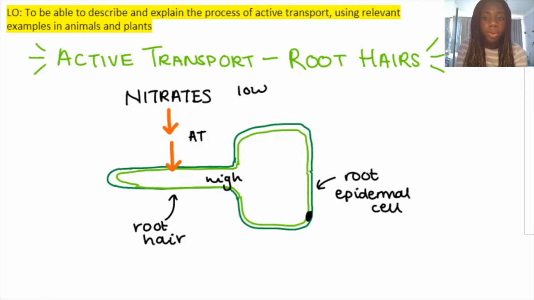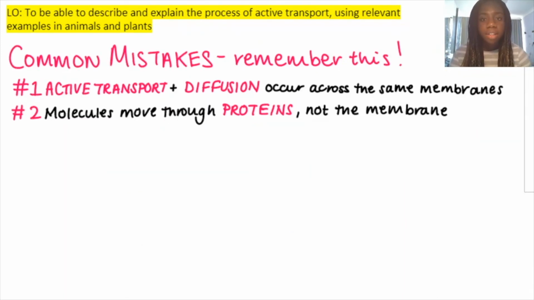In order to meet this demand, root hair cells have a lot of mitochondria which carry out respiration in order to release this energy. These are the two most common mistakes that students make when answering questions on active transport, so make sure you remember these two facts. The first one is that active transport and diffusion can occur across the same membranes.